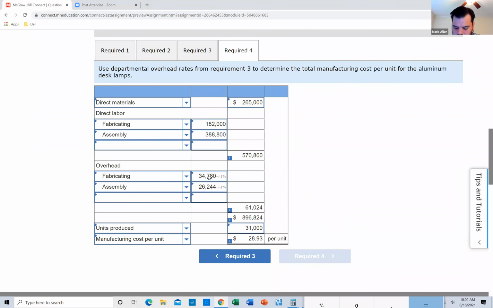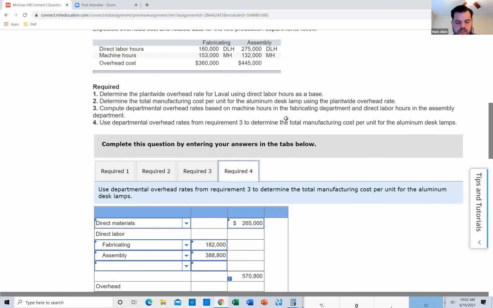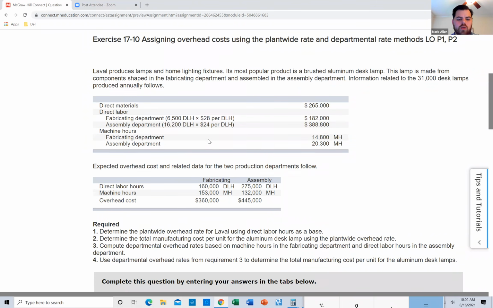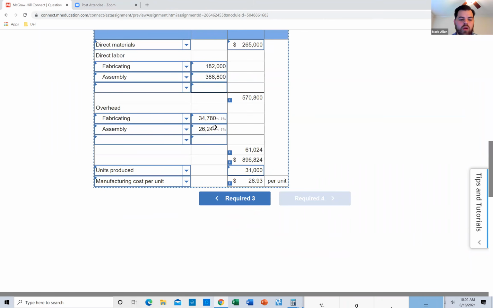And for assembly, we will take our $1.62, I believe is what we got, times our 16,200 direct labor hours for assembly. So that's coming from right here. Once we do that, that's 26,244. Adding these two up is 61,024. And then adding all the way down, 265 plus 571 plus 61 is 896,824. Dividing that by my units produced gives me a manufacturing cost per unit of just under $29.